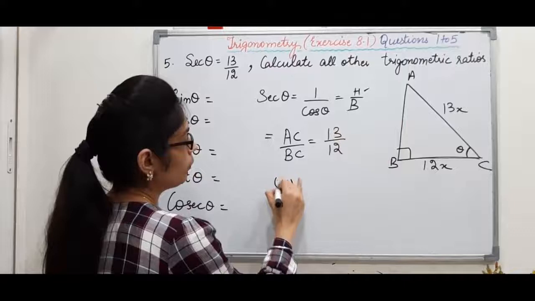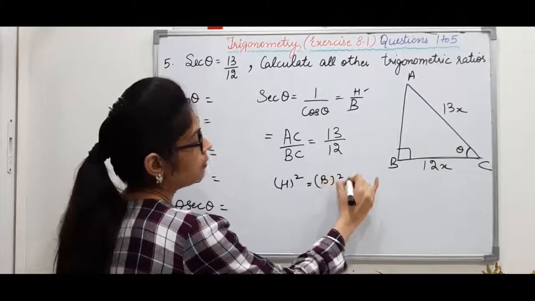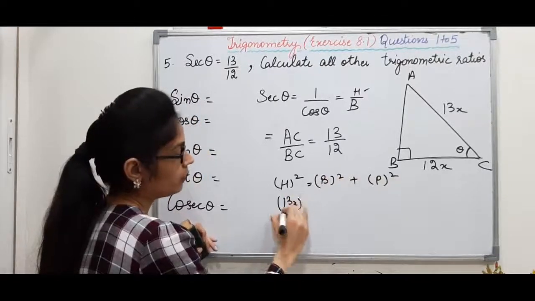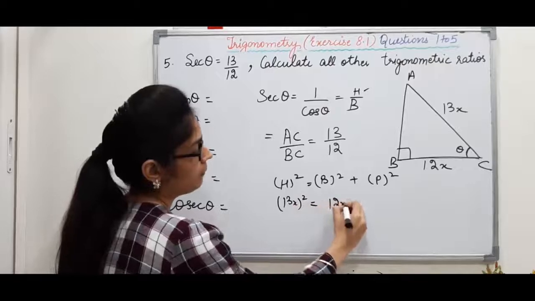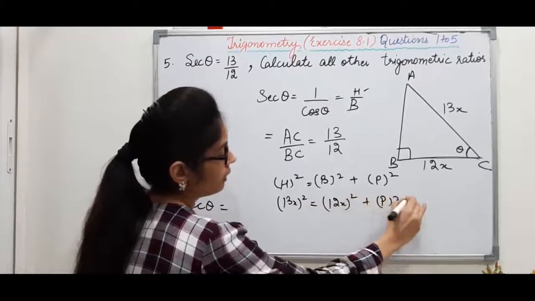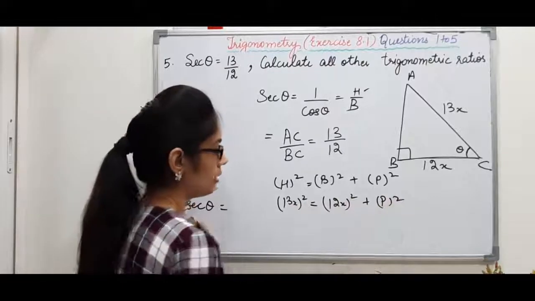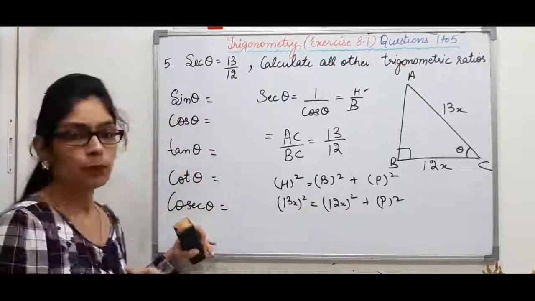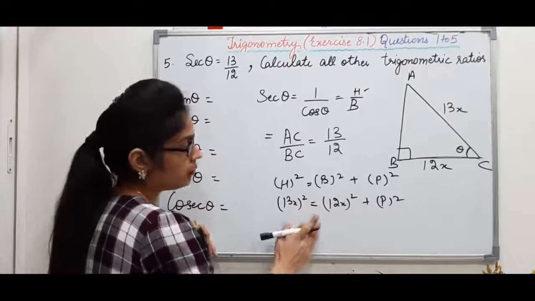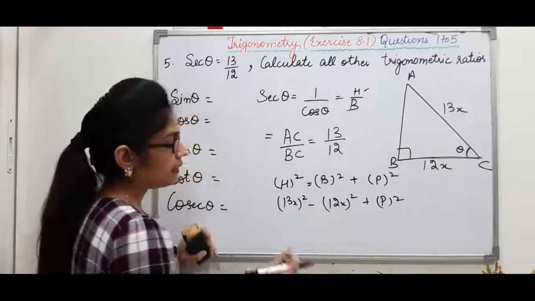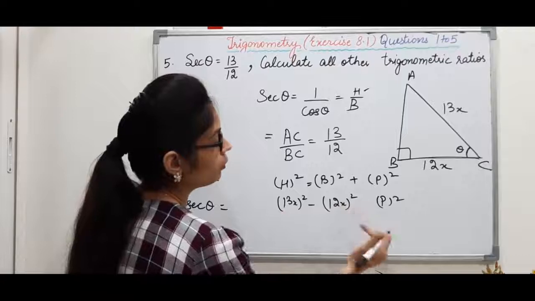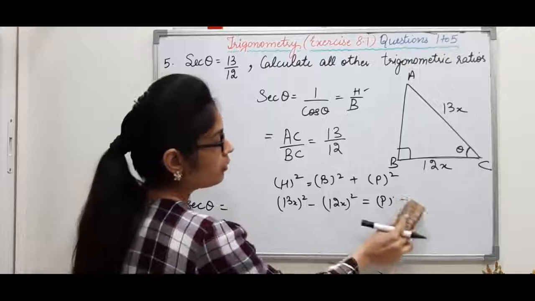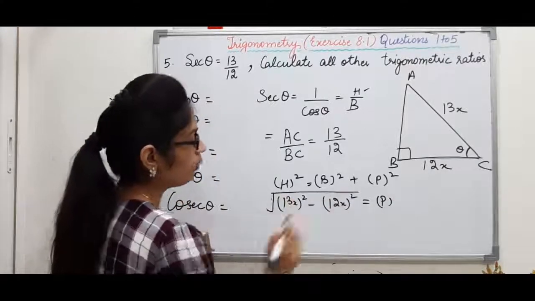Hypotenuse square is equal to base square plus perpendicular square. Hypotenuse is given to us, it is 13x whole square, base is 12x whole square, plus perpendicular square. Now we have to find the value of perpendicular. Let's shift 12x square to this side. It is in positive form, so when we change its side, it will be changed to minus. So 13x square minus 12x square is equal to p square. You can do this in the next step, but here I have done it in this step only. And if I remove this square, on this side I will get a square root.